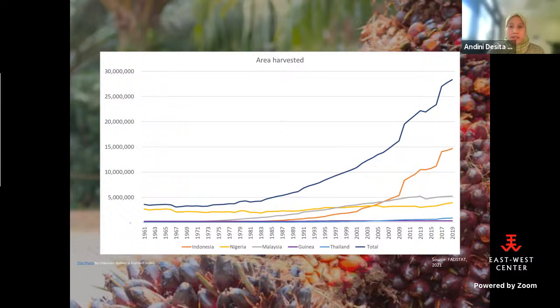As we can see here, the orange line represents Indonesia, and it has a similar trend with the total area harvested, which shows that Indonesia plays a really prominent role in palm oil production. It accounts at the moment for more than 50% of the oil palm production. Next slide, please.